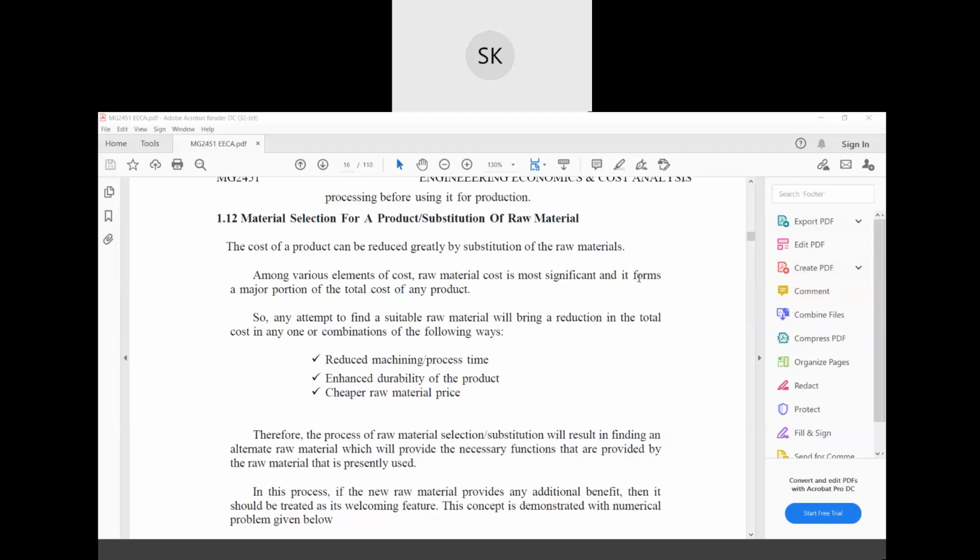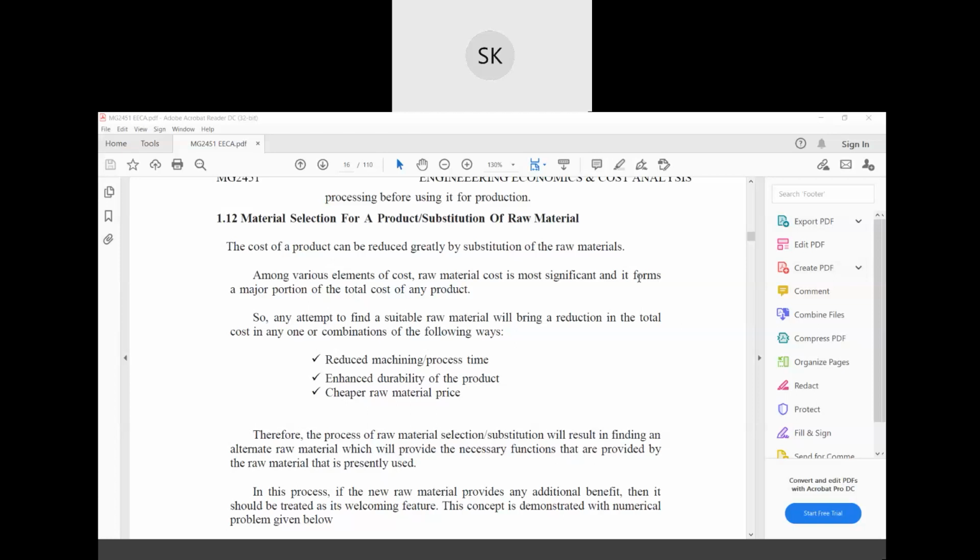Among various elements of cost, raw material cost is most significant, and it forms a major portion of the total cost of any product. Suppose the total cost of the production is 100%. The cost of raw material will be 60%. So any attempt to find a suitable raw material will bring a reduction in the total cost in any one or combination of the following ways.